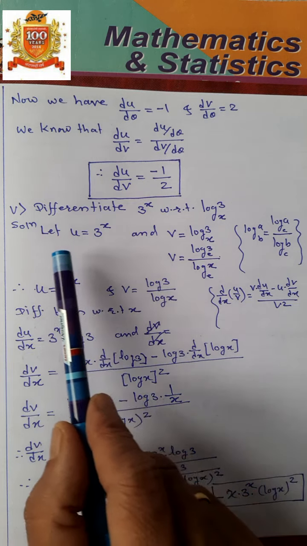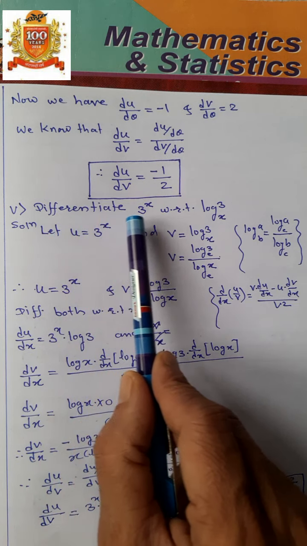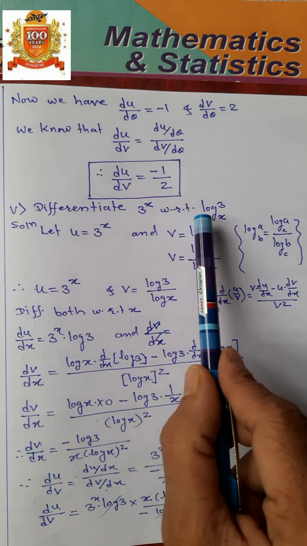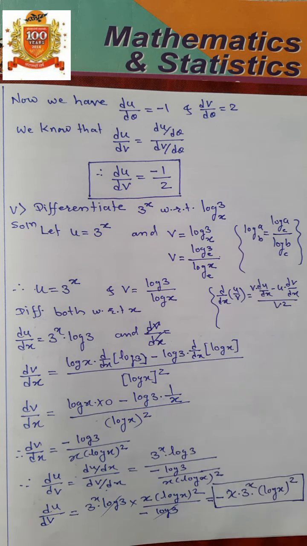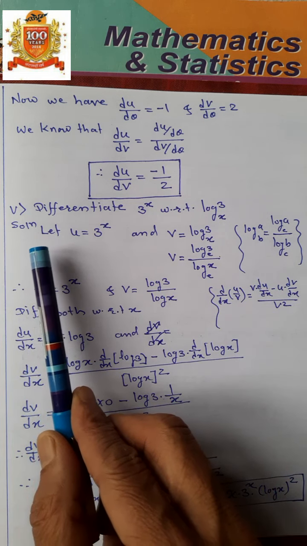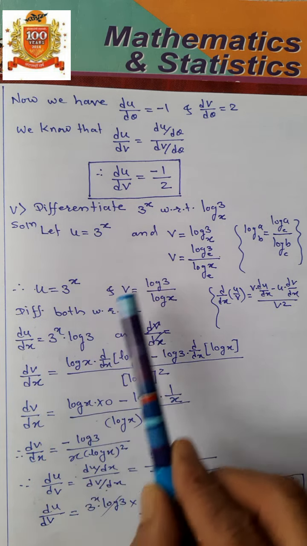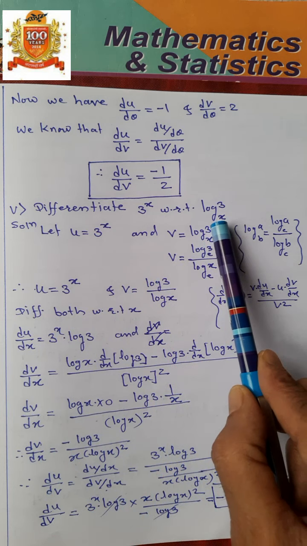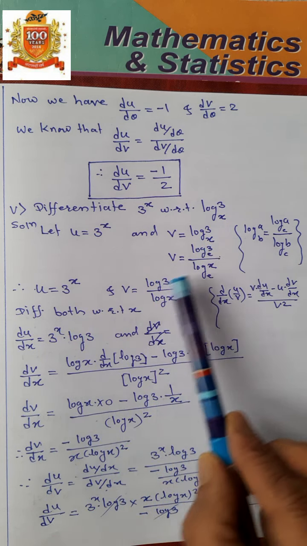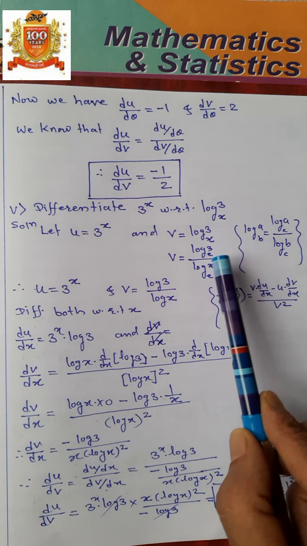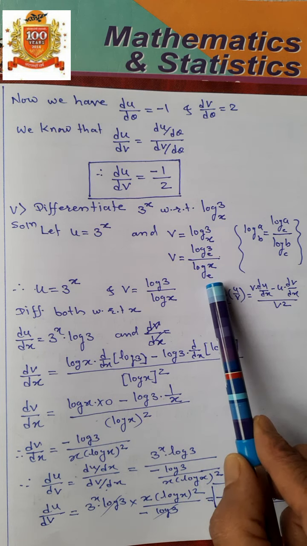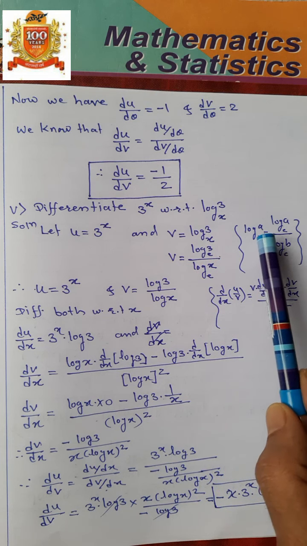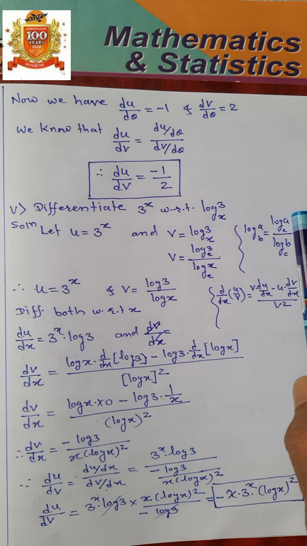Let us see problem number 5. Differentiate 3 raised to power x with respect to log of 3 to the base x. Let us solve this. Let u is equal to 3 raised to power x and v is equal to log 3 to the base x. We can write v is equal to log of 3 to the base e upon log of x to the base e. Change of base formula. We know log of a to the base b is equal to log of a to the base c upon log of b to the base c. Change of base formula.